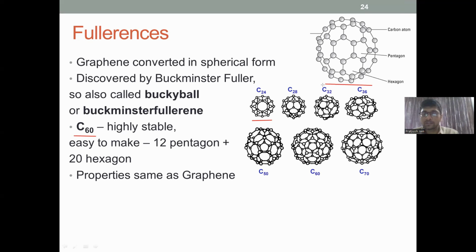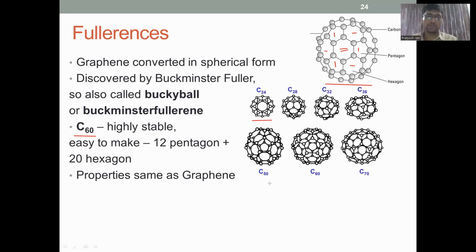If we look at this image, it is an image of C60. There are 12 pentagons and 20 hexagons in a C60 fullerene. Every hexagon is surrounded by 3 hexagons and 3 pentagons, whereas every pentagon is surrounded by 5 hexagons. So no two pentagons are adjacent in the structure of C60.